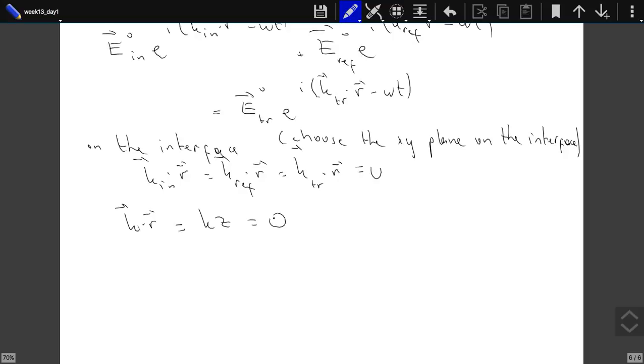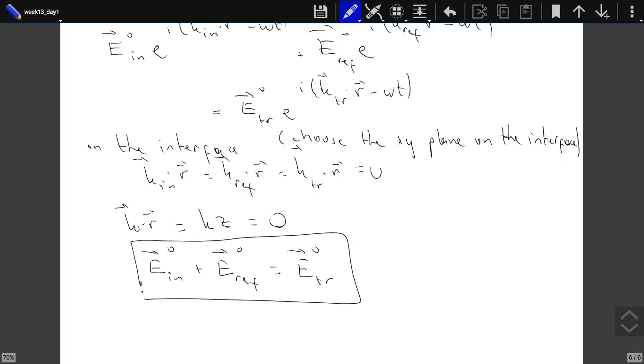So our equation for the electric field is that E incident 0 plus E reflected 0 should be equal to E transmitted 0. This is one condition we have.